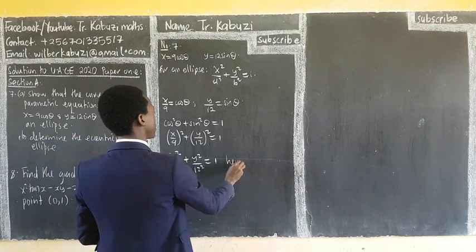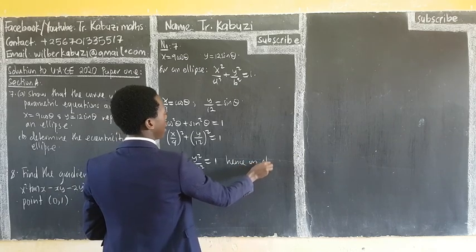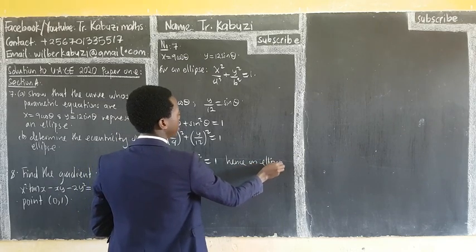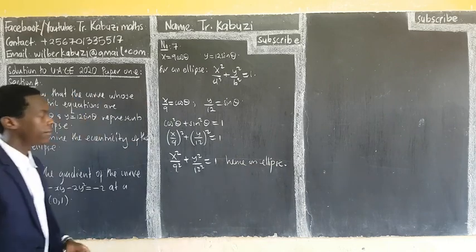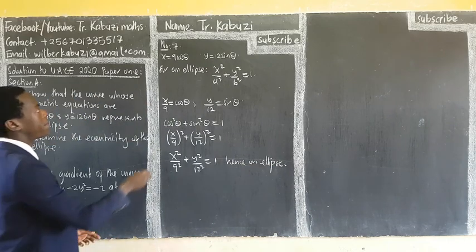Hence, an ellipse. Why do I say it's an ellipse? Because it's in the form of that. Then this is part A.